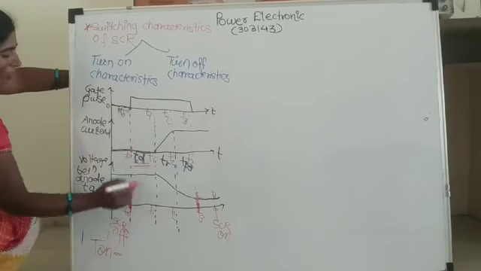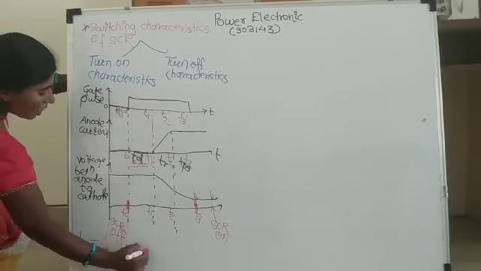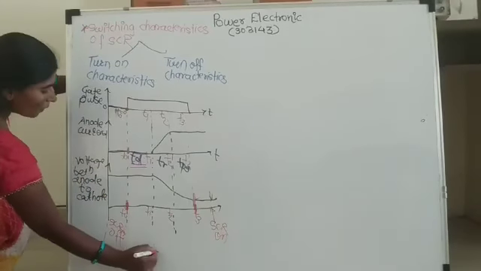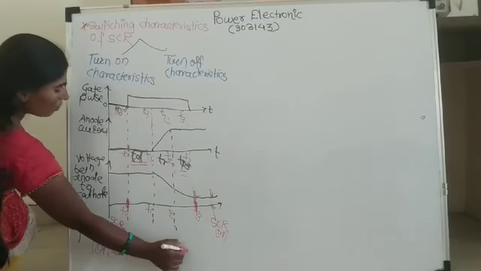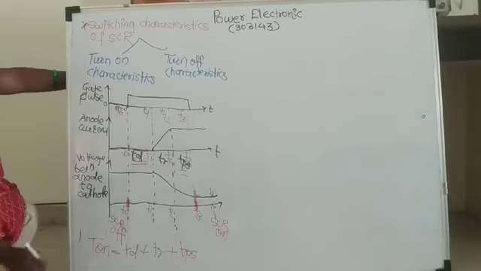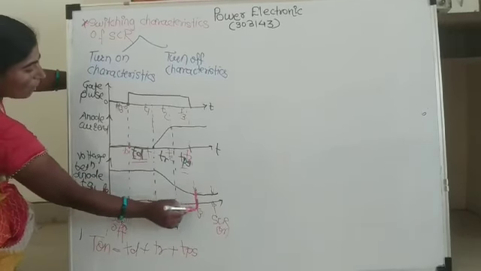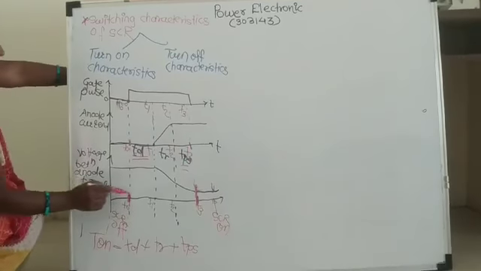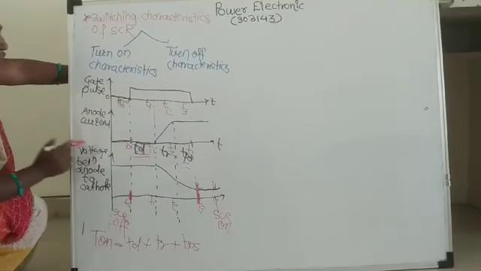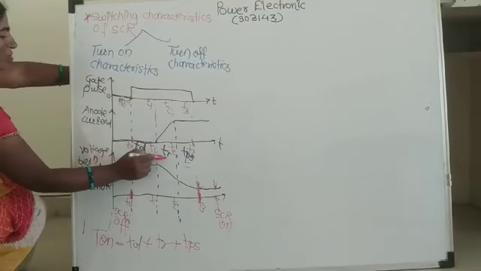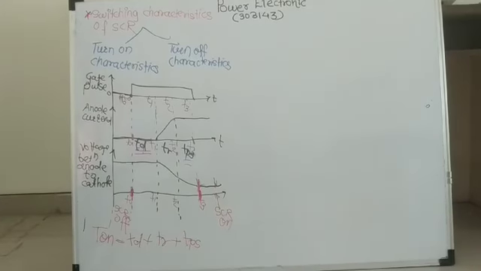Hence Ton time is equal to TD, that is delay time, plus TR, that is rise time, plus TPS, that is plasma spread time. And after this interval your SCR completely goes in on condition. This is the time required to turn on the SCR. Now what is meant by delay time, what is meant by rise time, and what is meant by plasma spread time? See one by one.